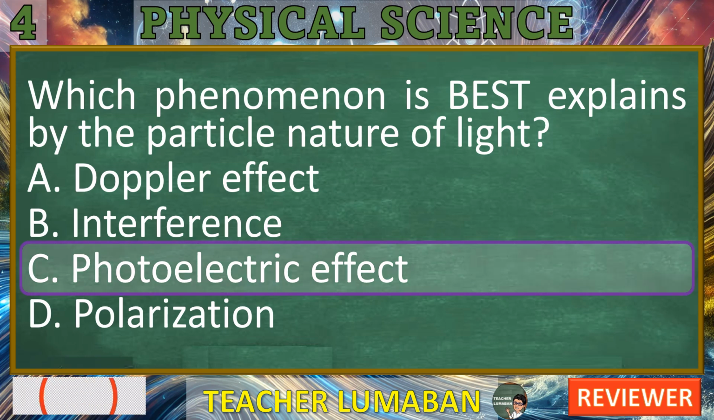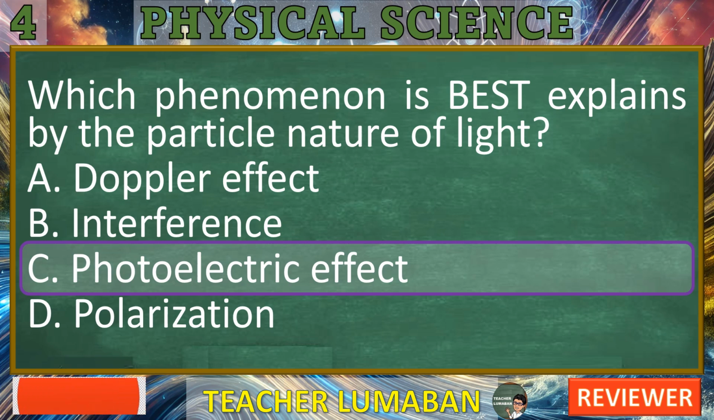Photoelectric effect. Here's an explanation of each choice. A. Doppler effect. The Doppler effect relates to the change in frequency or wavelength of a wave in relation to an observer moving relative to the wave source. This can be explained by both the wave nature and particle nature of light, but it is not primarily used to demonstrate the particle nature of light.